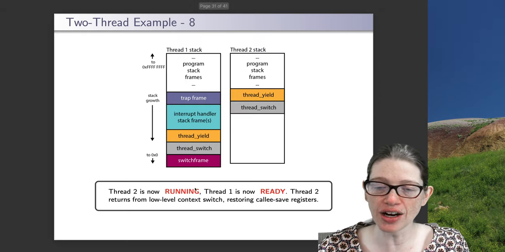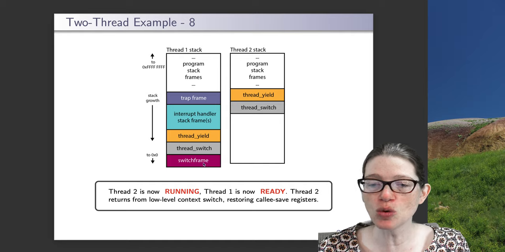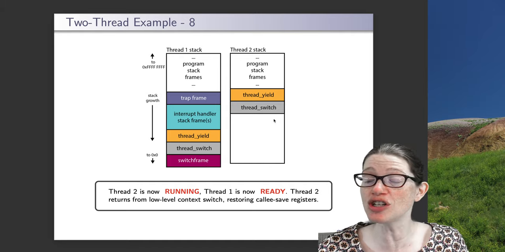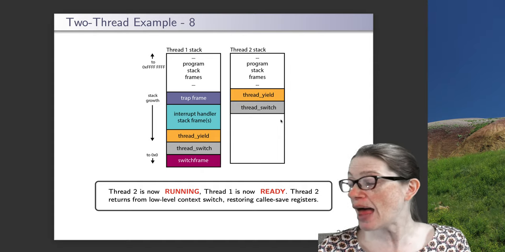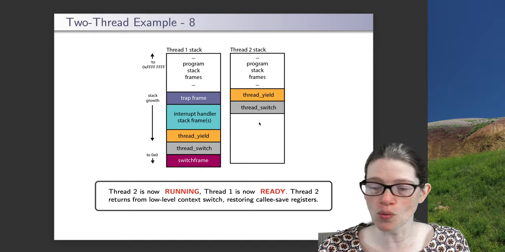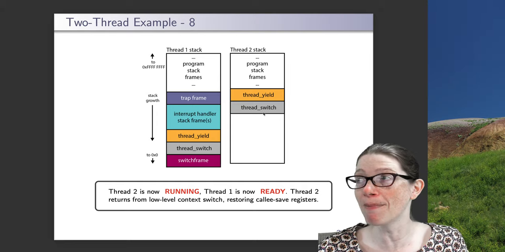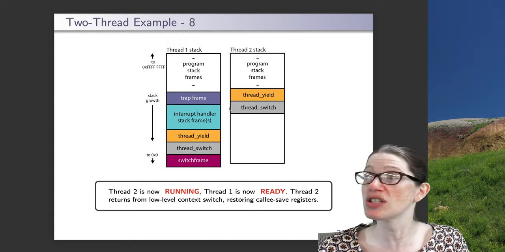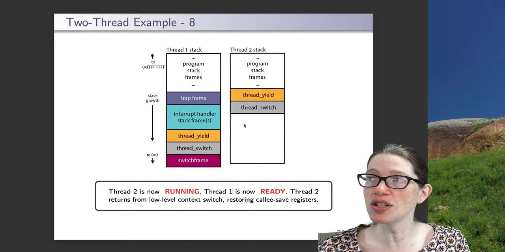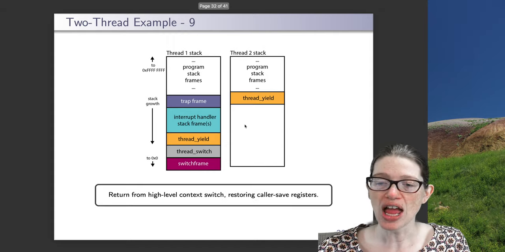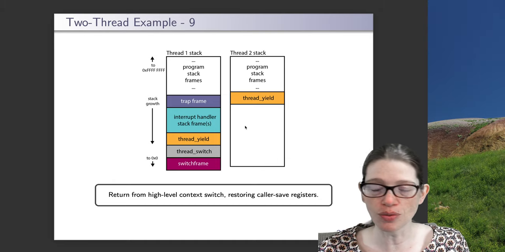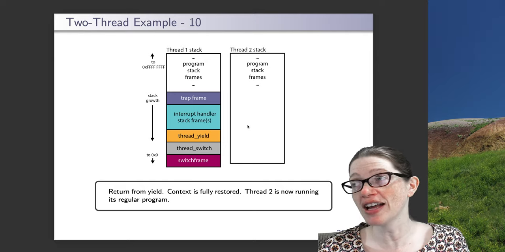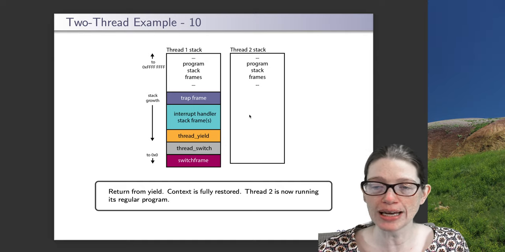So you'll see here that the switch frame executed by thread one actually restores and pops the switch frame off of thread two's stack. And then immediately thread 2 starts running, and it's going to start running by jumping back to the return address and executing from there. And the return address was thread switch. Thread switch is going to restore the caller save registers, and then thread yield will go back through all those things. And then finally, after thread yield has popped off, thread 2 is back to executing what it did originally.